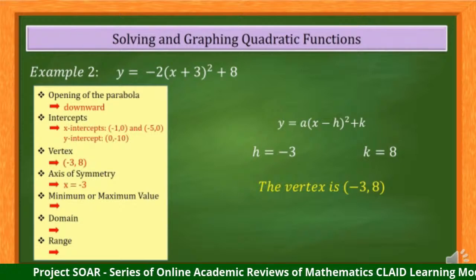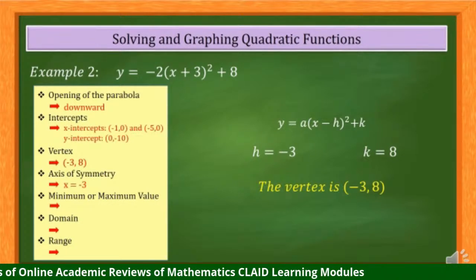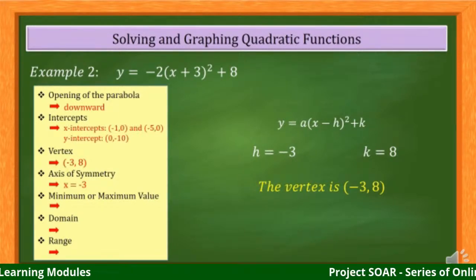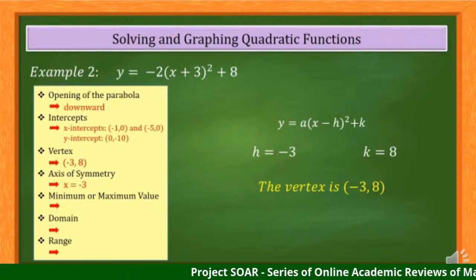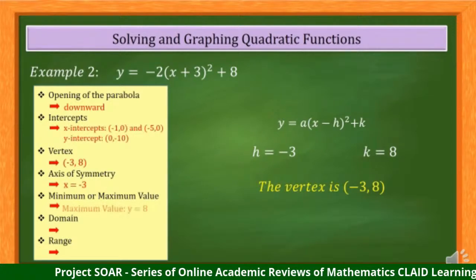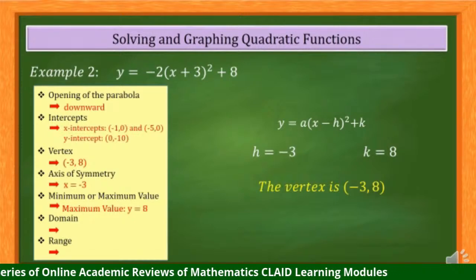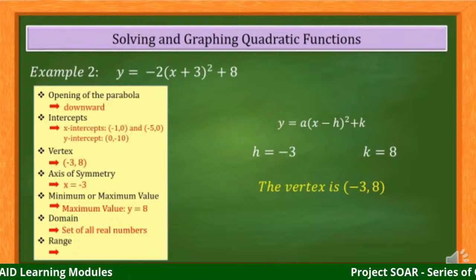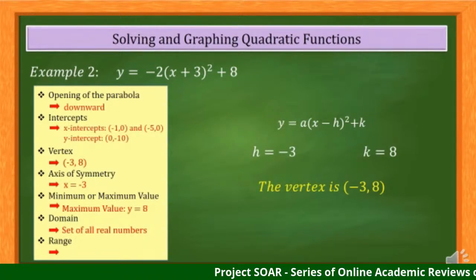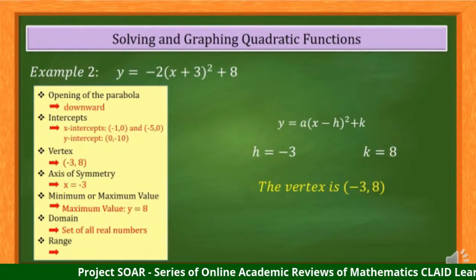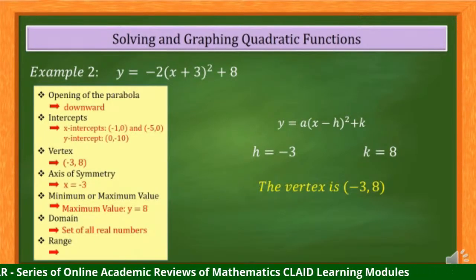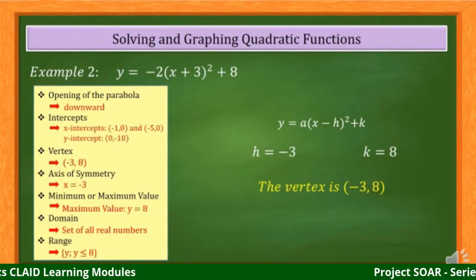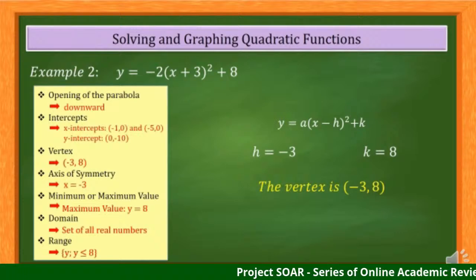Next is the minimum or the maximum value. Yung minimum or maximum value is nakadepende sa opening ng parabola. Since it is downward, ang i-consider natin is maximum value. Then, equal siya sa value ng k. So, we have the maximum value, which is y equals 8. For the domain, it is the set of all real numbers. And for the range naman, nakadepende ulit ito sa opening ng parabola at kay k. Kapag ang opening ng parabola is downward, ang gagamitin natin is less than or equal. So we have y or set of all y such that y is less than or equal to 8.